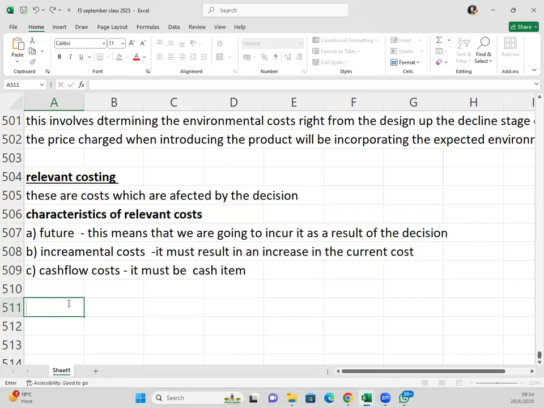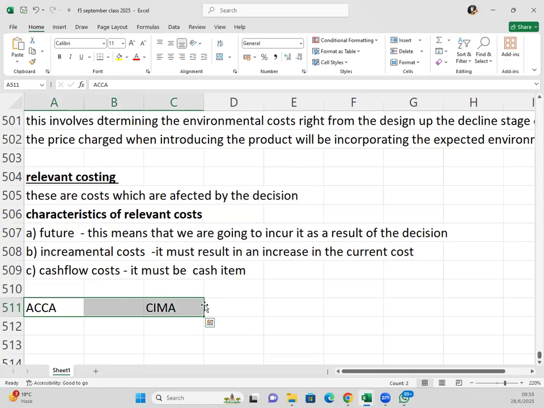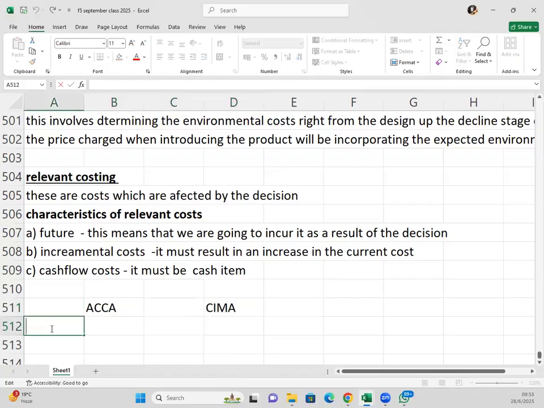Let's take, for example, we are currently offering ACCA. We decide we want to offer CIMA. So we are offering ACCA, we decide now we want to offer CIMA. So for ACCA, we have rooms that we are using, and we are paying rentals for the rooms. So if the rent is not going to change, if we are going to introduce CIMA and we are going to be using the same premises, the same facilities, the rent is not going to change, then the rent is not relevant. Why? Because it's not incremental. It's not going to result in an increase in the rent that we are paying.